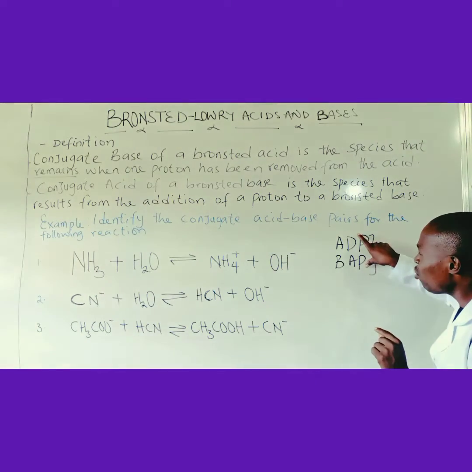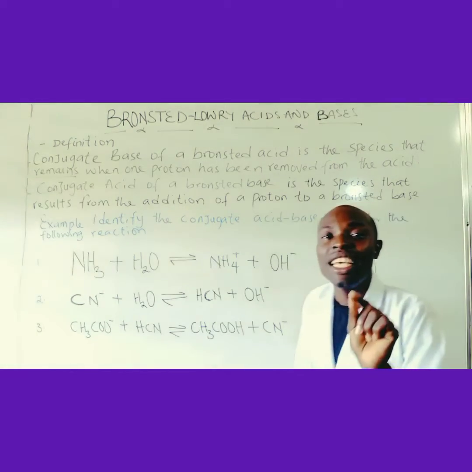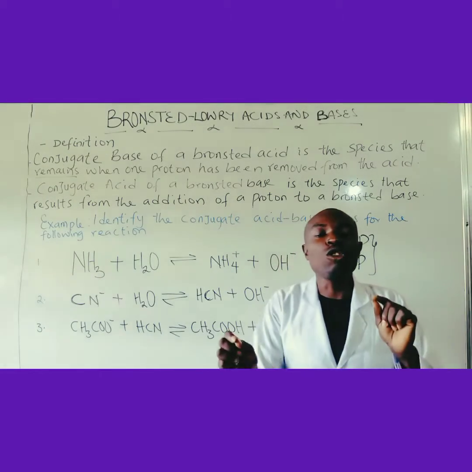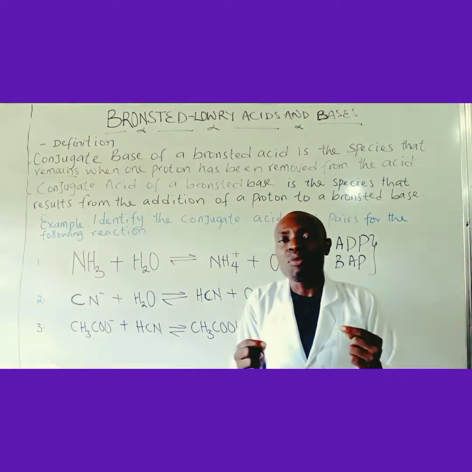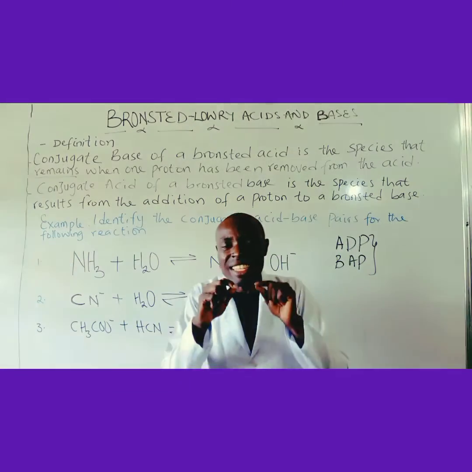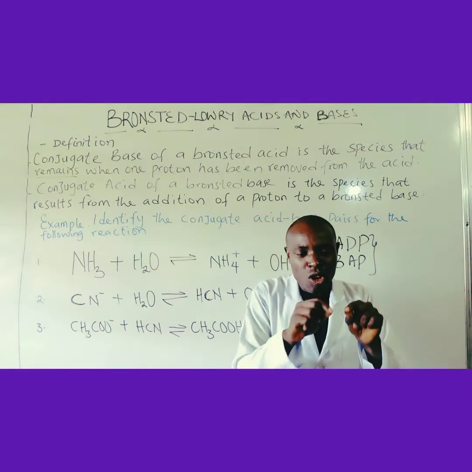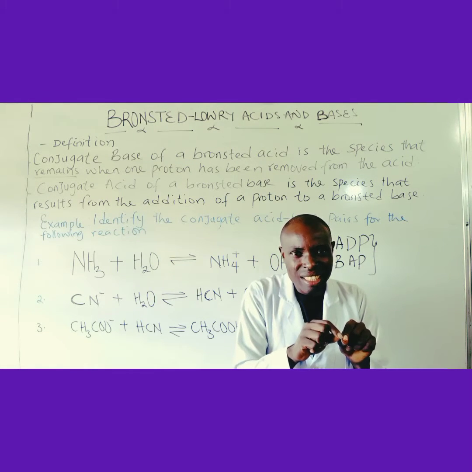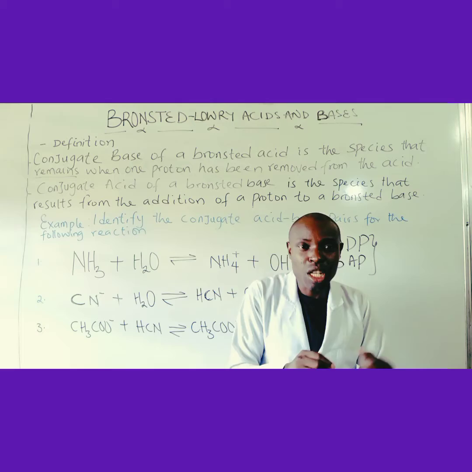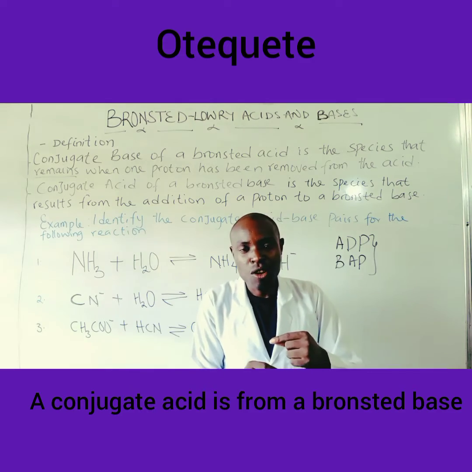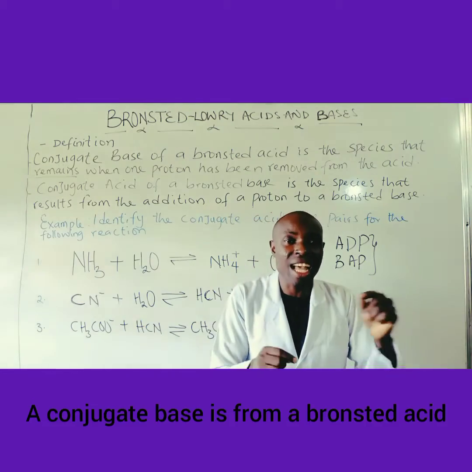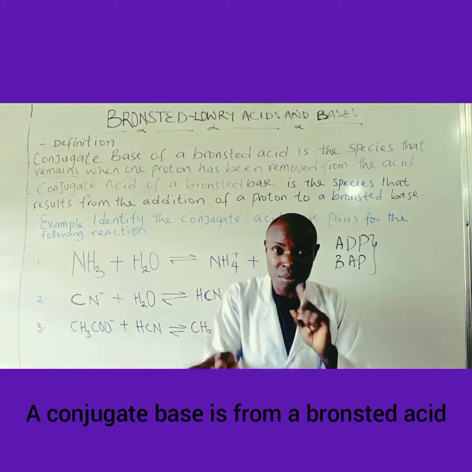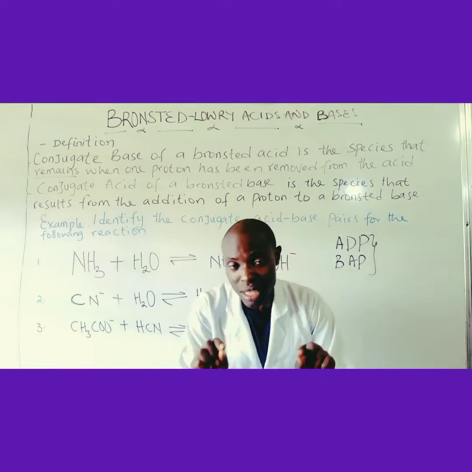And it is on that note that it is linked to what we call the conjugate acid-base pair. Now, what does it mean? We will understand in this video that a conjugate acid is from a Bronsted base, while a conjugate base is from a Bronsted acid. Don't get these two concepts misinterpreted, and don't get it twisted.